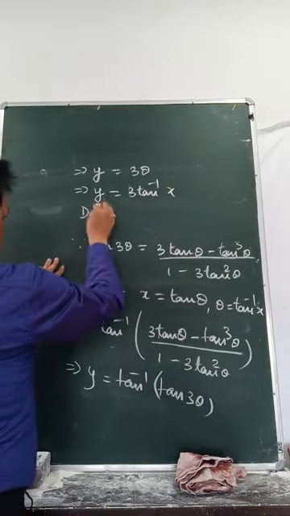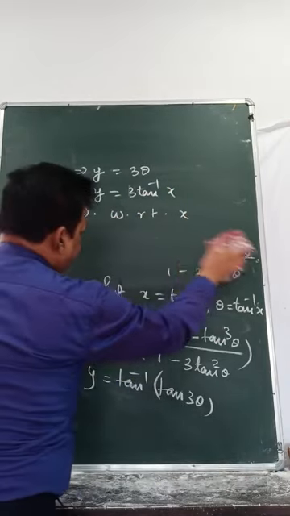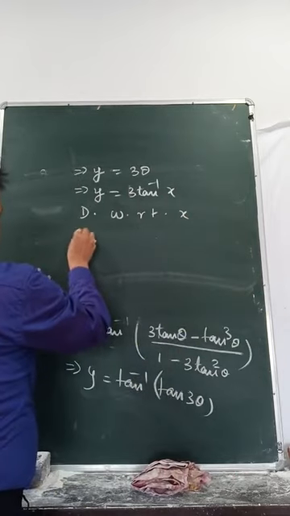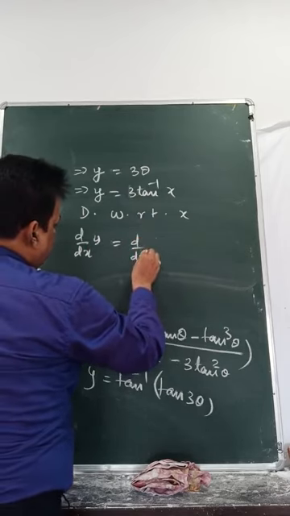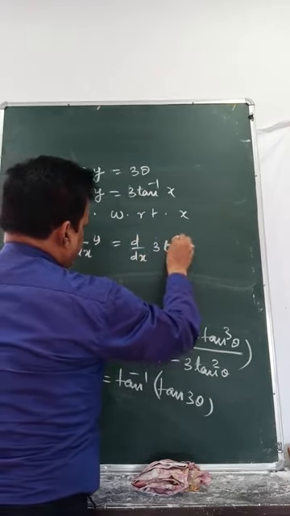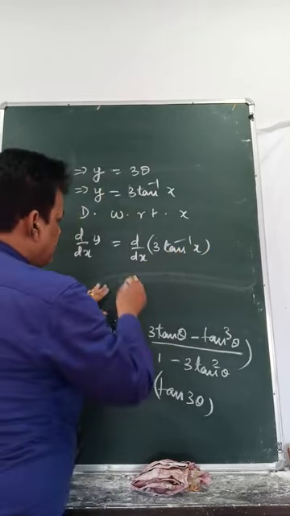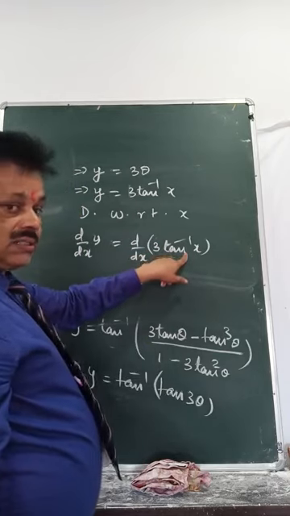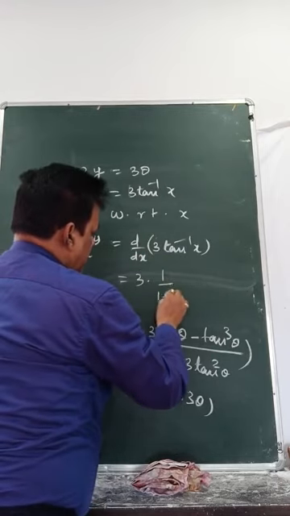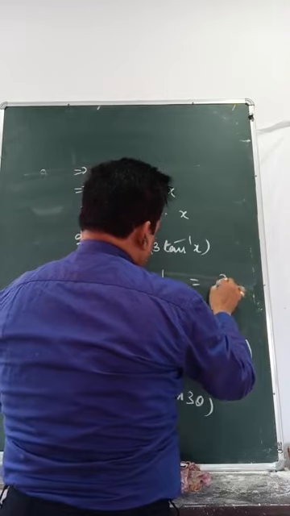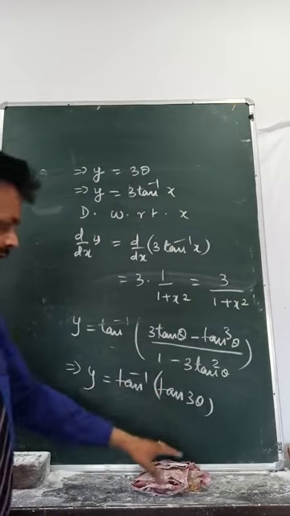Differentiating with respect to x, we get d/dx of y equals d/dx of 3 tan inverse x. Just like c f(x), c remains outside. The derivative formula of tan inverse x, you see in the list I have given, is 1 by 1 plus x square. So it equals 3 by 1 plus x square. Okay, this is one question.